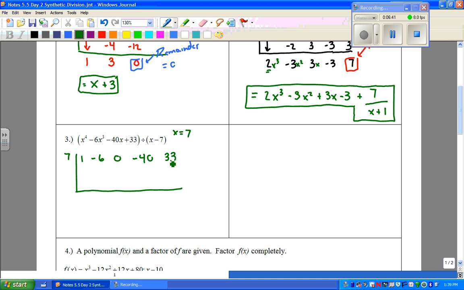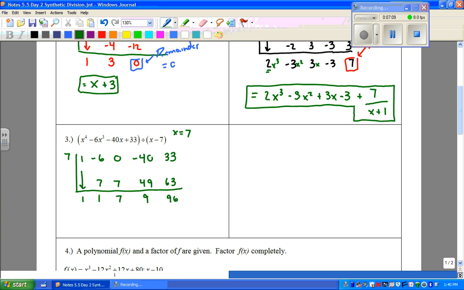Okay, I'm going to bring my 1 down. All right, I'm going to multiply these two things together. I have negative 6 plus 7, which is going to give me 1. I'm going to multiply those two things. I'm going to end up with 7 here. Multiply those two things. I'm going to get 49 here. Add these together. I get 9. Multiply those two, and I end up with 63. And then when I go ahead and add those two together, I end up with a 96.